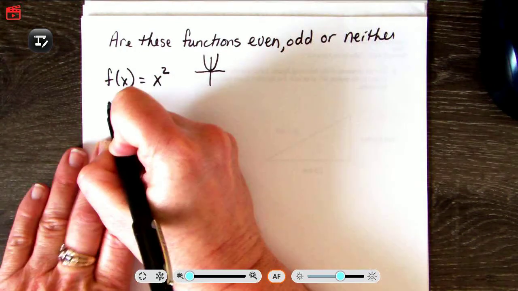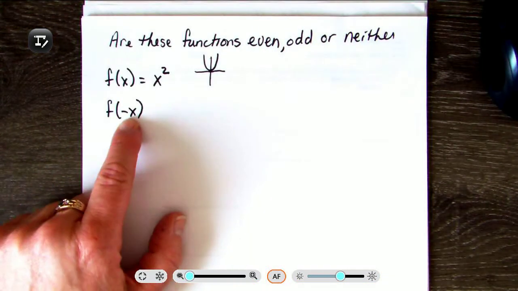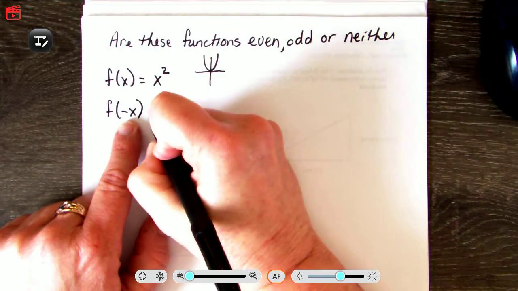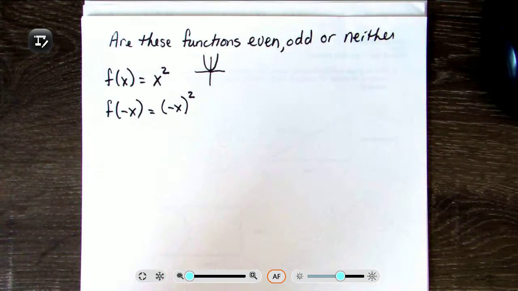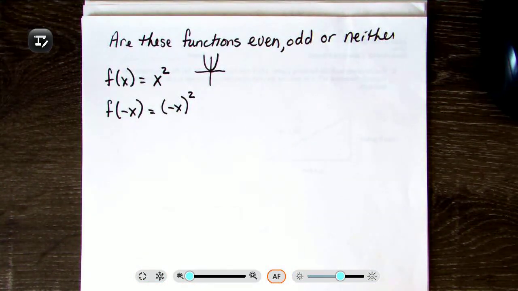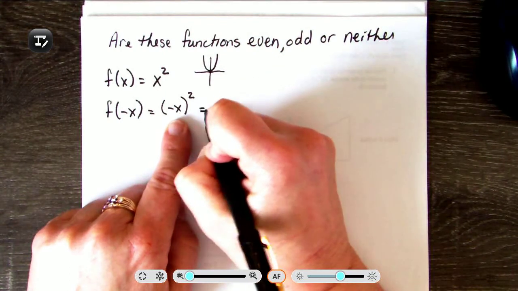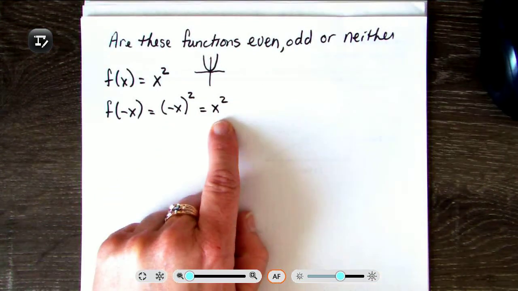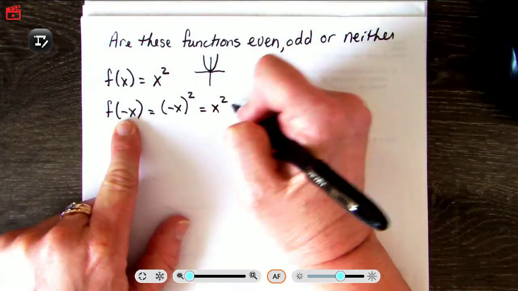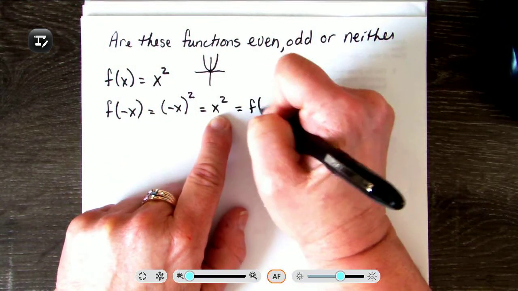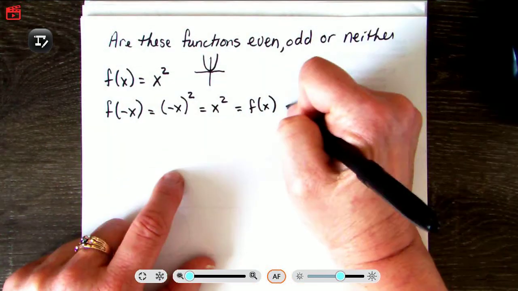But to check, what I'm going to do is substitute the opposite of x in for my function and see what happens. Now we know that if you take the opposite of x and we square it, we get the same thing. We get x squared. So notice if I put the negative x in, I end up with what I started with. So this thing is even.